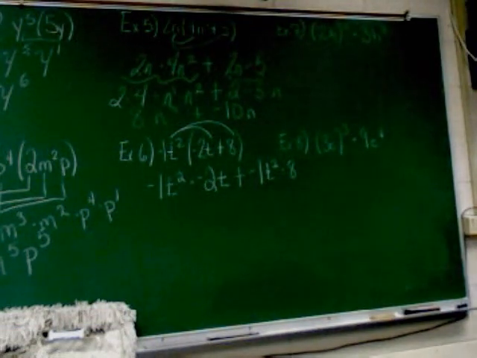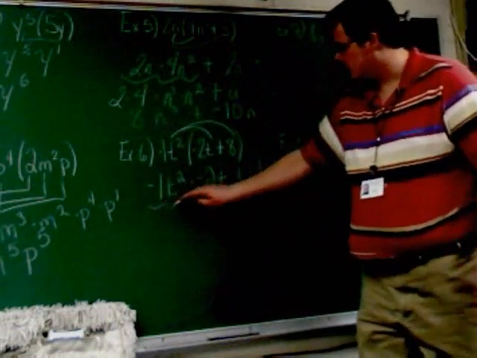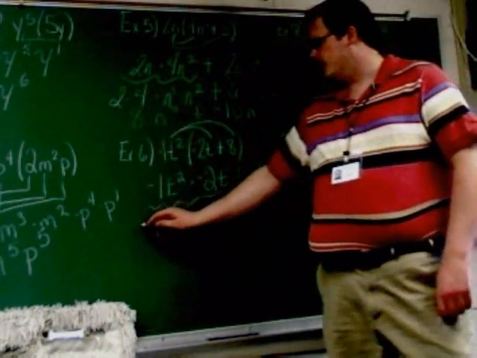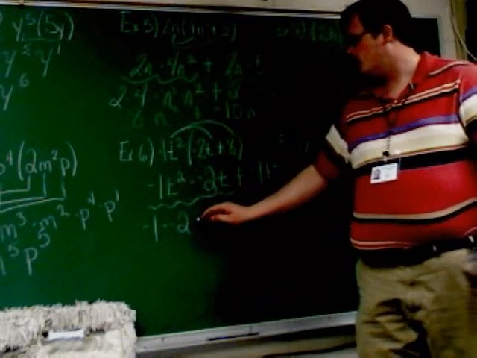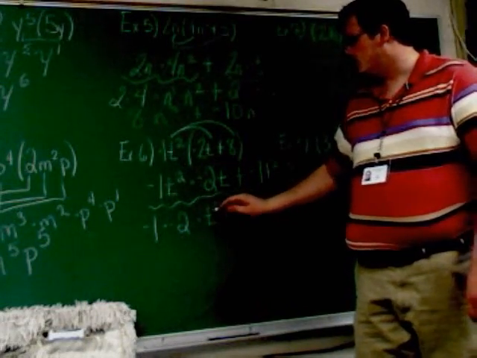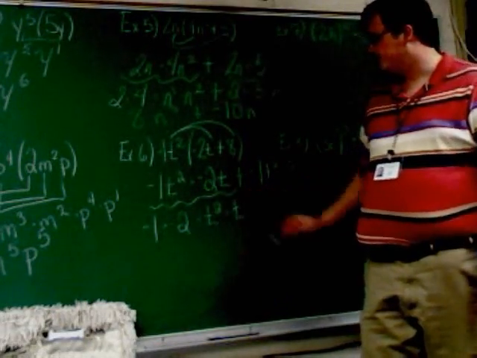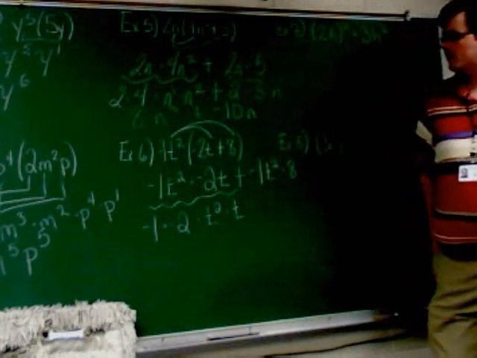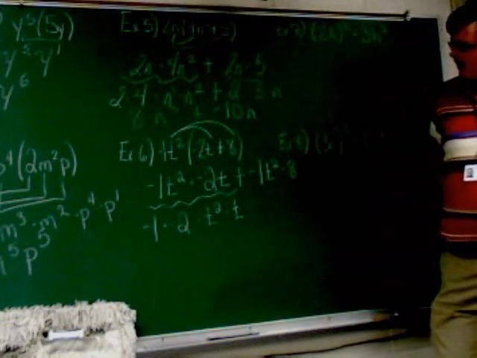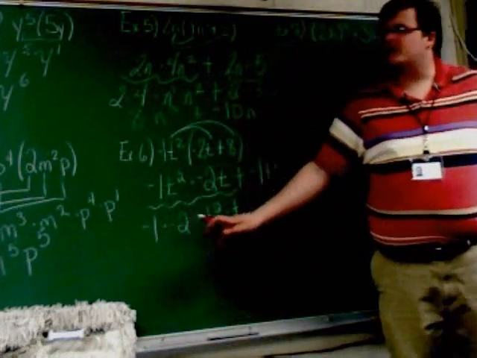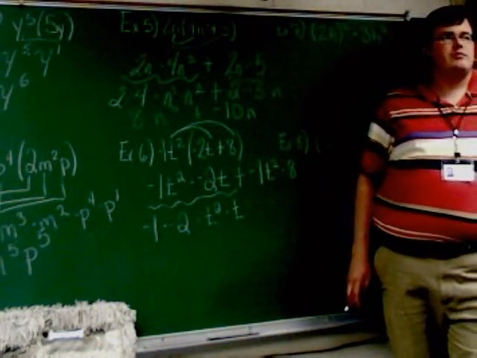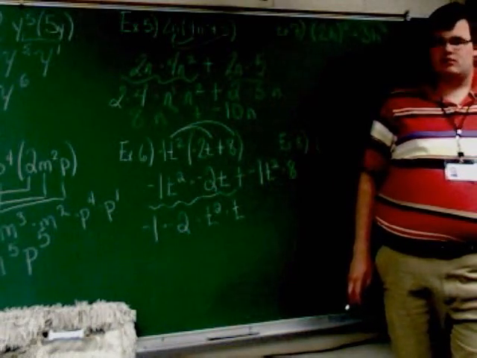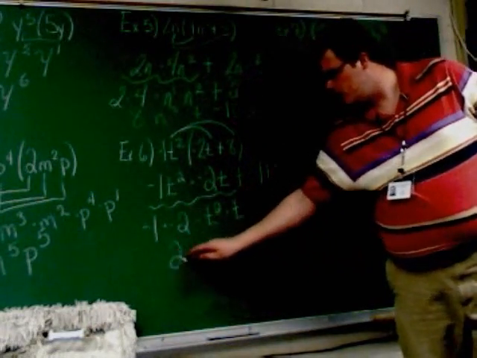All right, so let's mingle some things here. This side, I want to put the -1 and the -2 together. And I want to put the t squared and the t together. All right. -1 times -2 is 2.